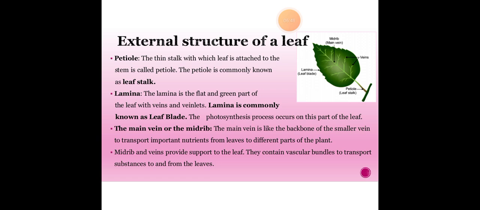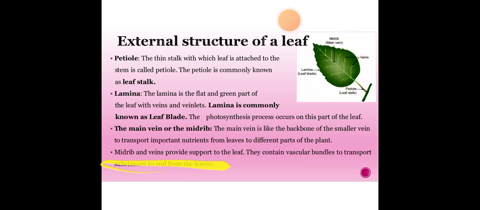Okay, then the main vein or the midrib. The main vein is like the backbone of the smaller veins, used to transport important nutrients to different parts of the plant. So you can say the main vein is basically the backbone of the smaller veins. They transport important nutrients from the leaves to the other parts, the nutrients needed by the other parts of the plant. Here you can see this main vein.